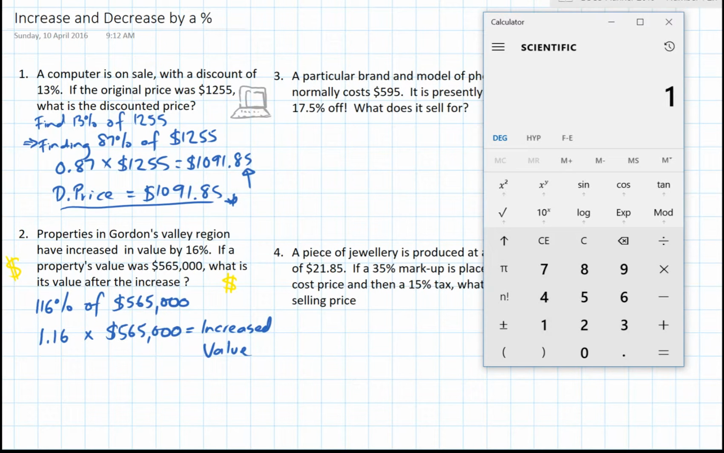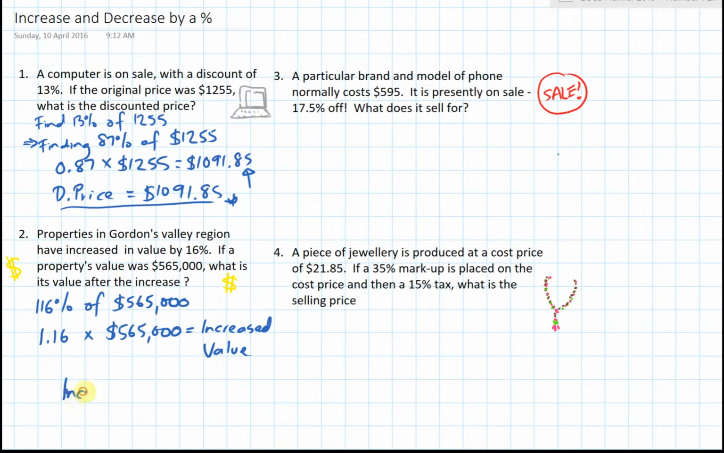Okay, so 1.16, we're increasing by a percentage, times 565,000 equals 655,400. So increased value is equal to 655,400.